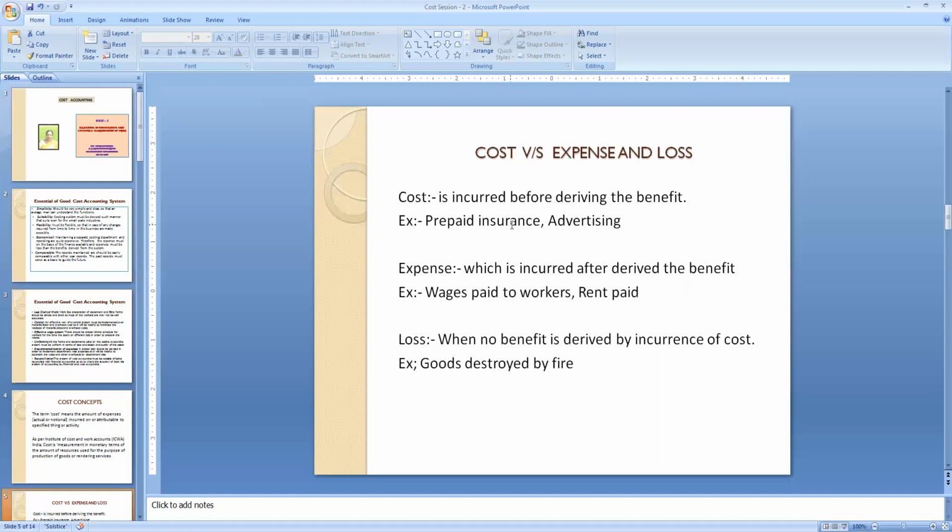But see, prepaid insurance: we do not avail any benefit earlier, but later on we are able to avail the benefit. That is called a cost. But cost and expense, and loss, are totally different. Here we never avail the benefit. It is nothing but incurring a loss, for example, goods destroyed by fire. Here we do not incur any expense or get any kind of benefit, right? That is called a loss.